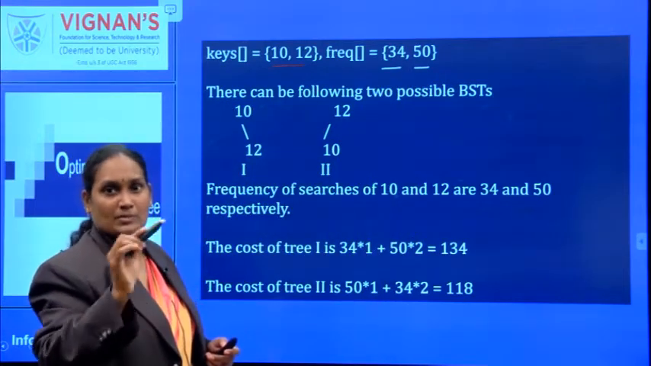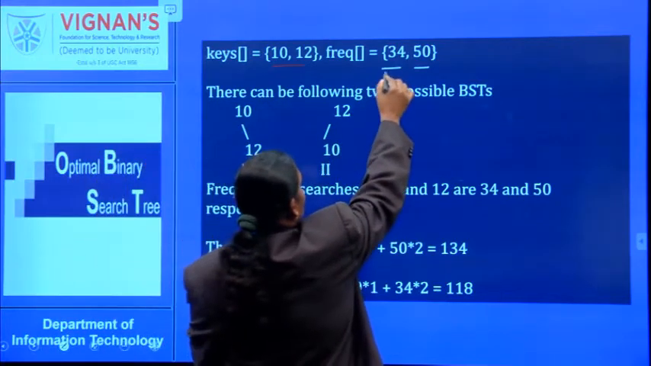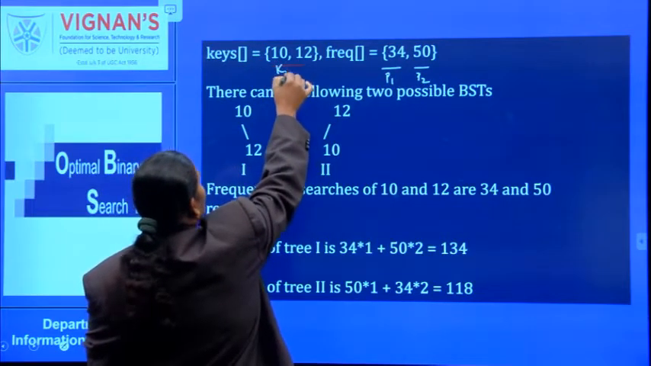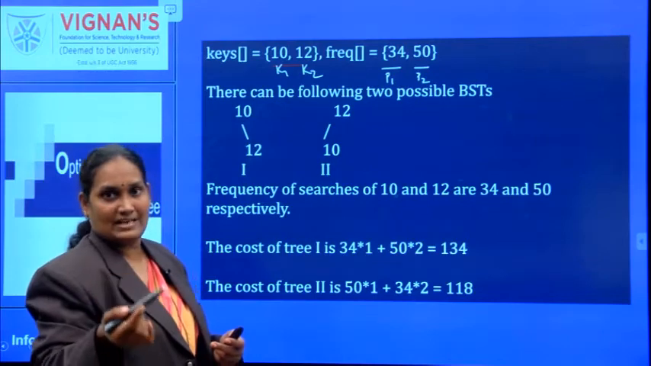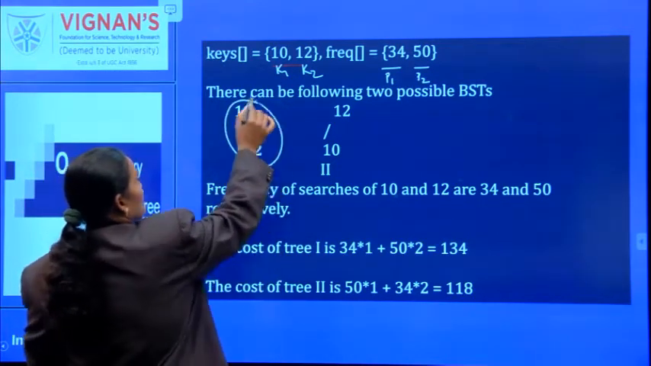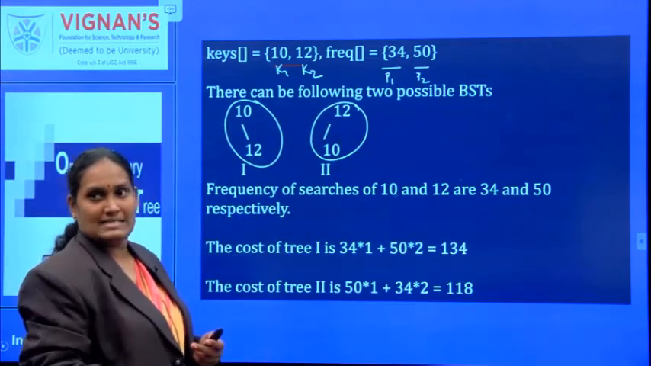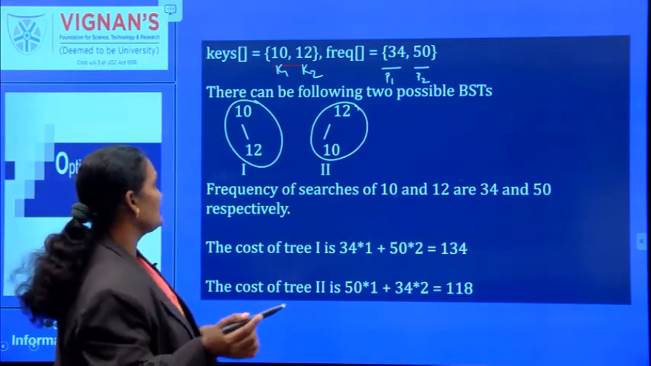Suppose the dummy probabilities are not given, only the key probabilities are given. Here this is the first key probability and this is the second key probability, and the key elements are 10 and 12. Now what are the possible binary search tree organizations? This is one possibility and this is another possibility. Now what about the search time for these two? How to calculate that search time?